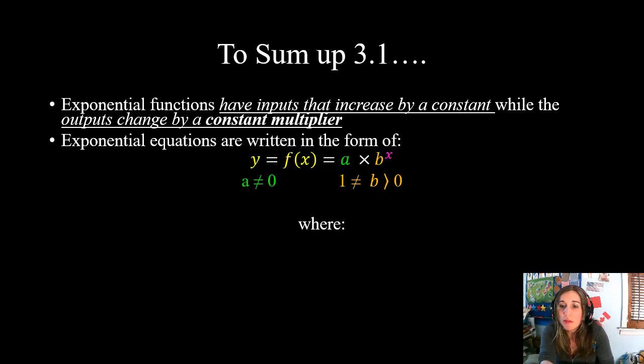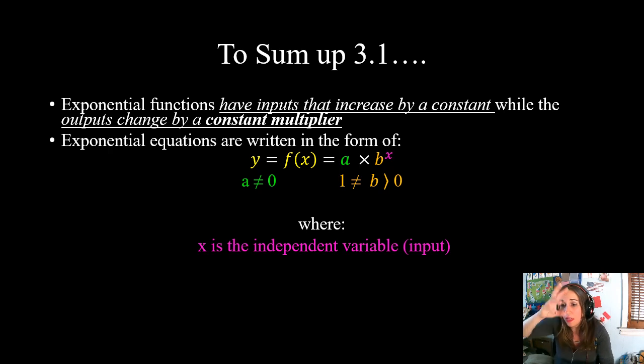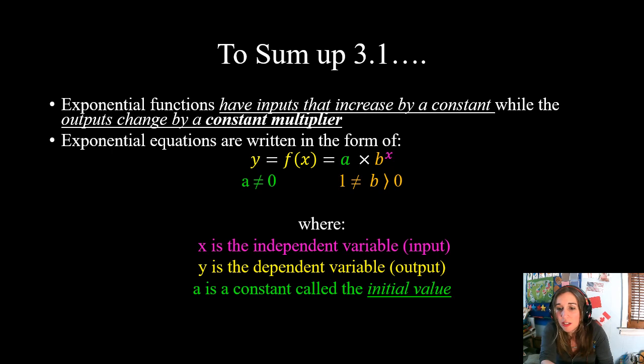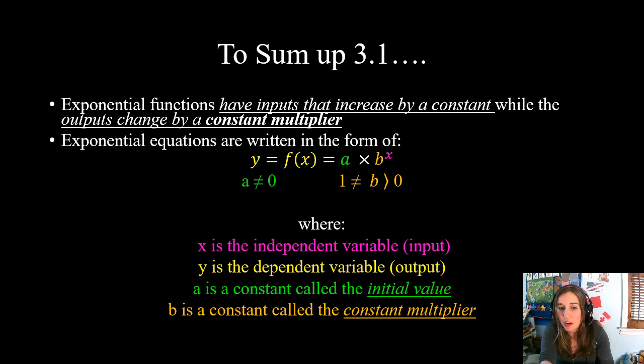Exponential equations are written in the form of this, right? F of x equals a times b to the x, where x is the independent variable, our input. That's the part being raised to the exponent, you guys. Super important to take note of that. Y is the dependent variable, the output. A is our constant, the initial value, how much we're starting out with. And B is our constant, called the constant multiplier.